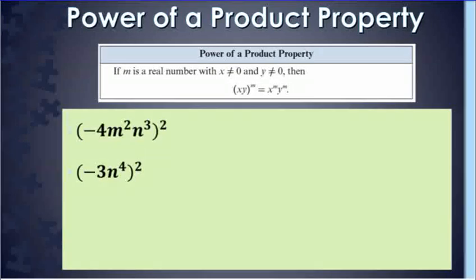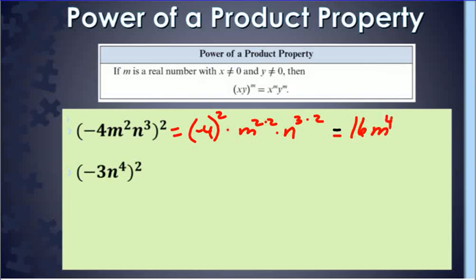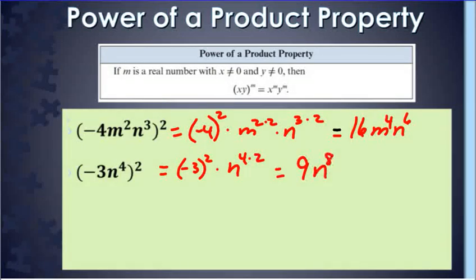Other examples, negative 4 squared, so it would be negative 4 in parentheses squared times m squared times 2 times n cubed times 2. This would give us positive 16 m to the 4th n to the 6th. And this next one, negative 3 squared times n to the 4th times 2. This would give us 9 n to the 8th. And by the way, the negative in front of the 3 does not go with the n to the 4th. It just stays with the 3.